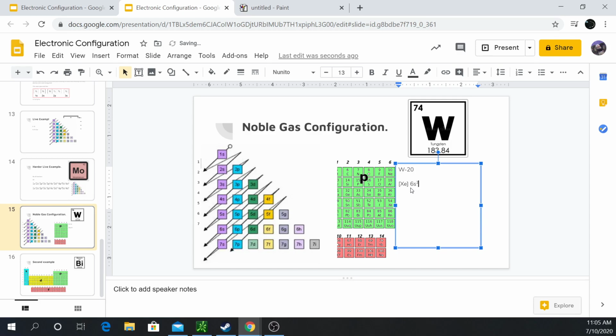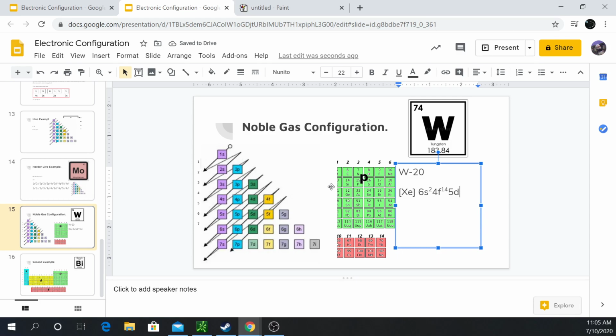Okay? Now we have 18 more to go. What's after 6S? Then we have 4F. And F can hold 14. So we have F14. Let's go ahead and increase these numbers here so we can see them. Okay, and after 4F, we have 5D. Remember, we're looking for just 20 now. After 4F, we have 5D.